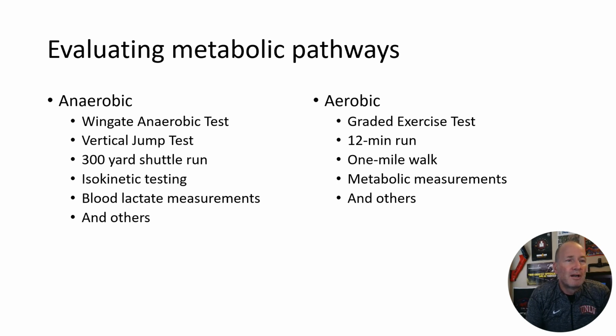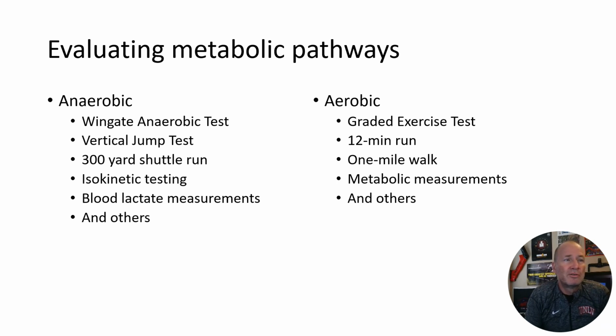In the anaerobic world, we use a Wingate anaerobic test, which is an all-out 30-second bike test. You sit on the bike and you just go all out for 30 seconds. We have a vertical jump test, to see how high you can jump from a standing posture. We have a 300-yard shuttle run. We have isokinetic testing. We have other strength testing, 1RM, 3RM, other iterations of that type of strength measurement. We can also measure blood lactate during different tests or evaluations, and others. So this is not an exhaustive list at all.